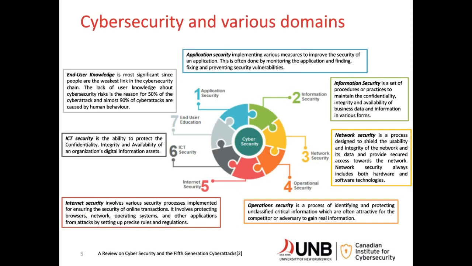Though cybersecurity is a single term, it involves the coordination of various other domains to guarantee security. These domains are listed in this diagram. Application security, which is related to improving the security of an application. Information security, which is related to maintaining the CIA of data and information. Network security, which is related to shielding the usability and integrity of the network and its data, and other domains like operation security, internet security, ICT security, and end user knowledge. The last one means that the lack of user knowledge about cybersecurity risks is the reason for 50% of cyber attacks, and almost 90% of cyber attacks are caused by human behavior.